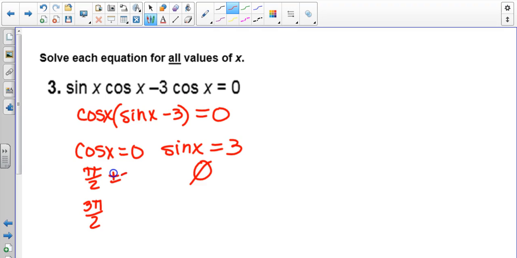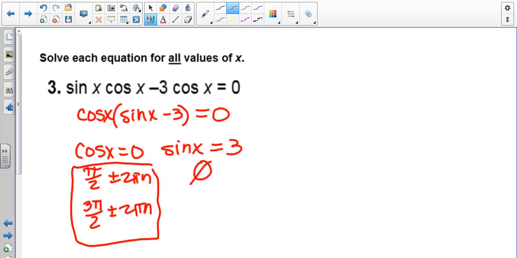Now, again, that repeats every 2 pi because it's a cosine graph. So this is a perfectly good solution. Anybody think they can shorten that up? Look where they are on the unit circle. Those two, are they straight across from each other? So it's actually every pi. So you could say this.